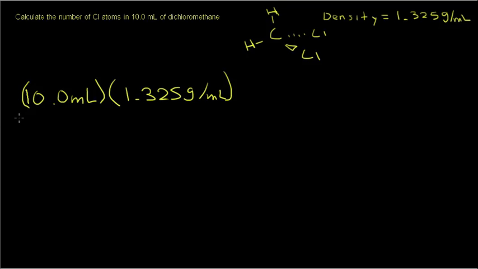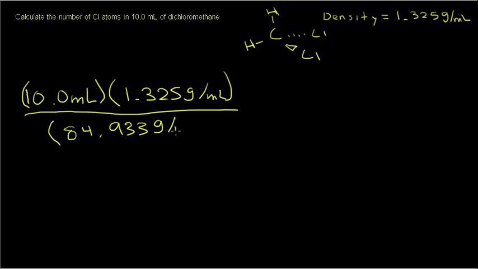From here, we'd like to calculate the number of moles we have. Anytime we're trying to figure out number of atoms or anything like that, we're going to need the number of moles. So in this case, we're going to divide this number up here, which is our number of grams, by the molar mass, which in dichloromethane's case is 84.933 grams per mole.